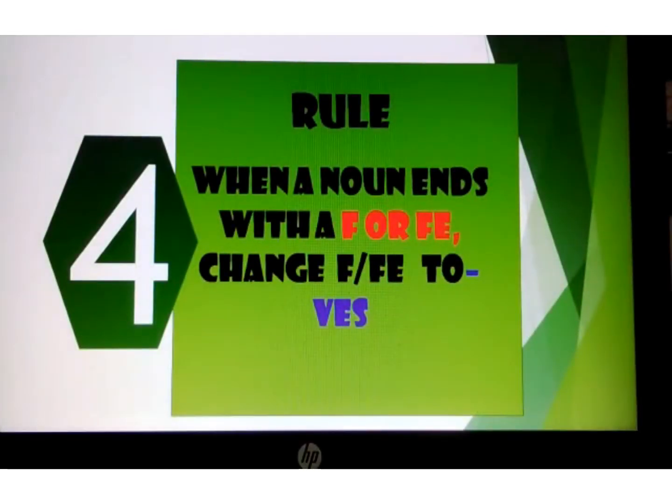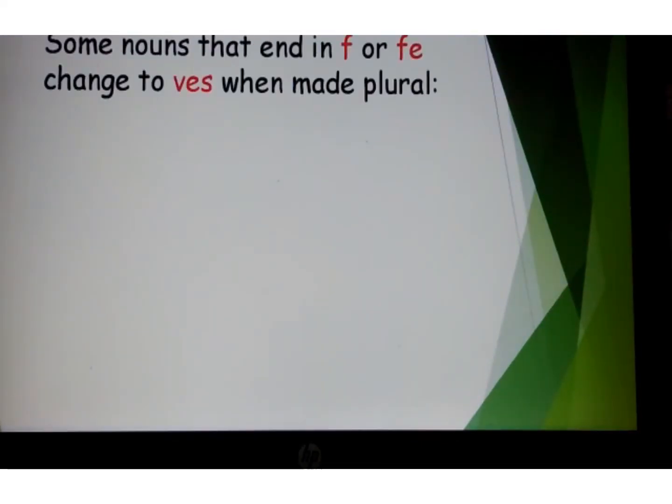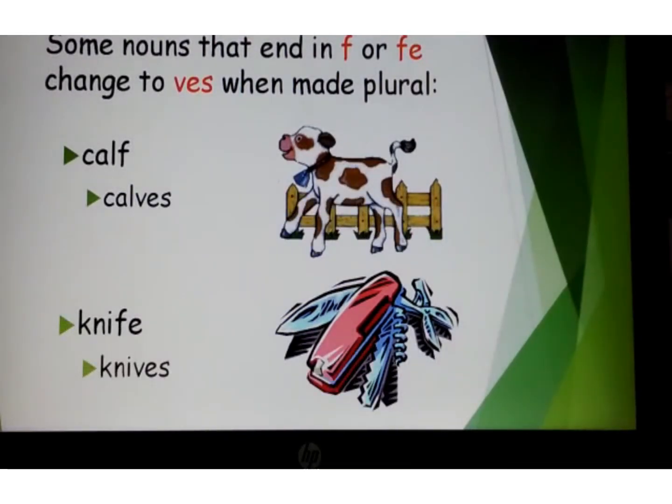Now the fourth rule says when a noun ends with F or FE, right? So you add VES to make it plural. Some nouns that end in F or FE change to VES when made plural. You can see here, this word is ending in F and the next word is ending in FE. So the words which are ending in F and FE, we make them plural by removing F and FE and adding VES in the end.